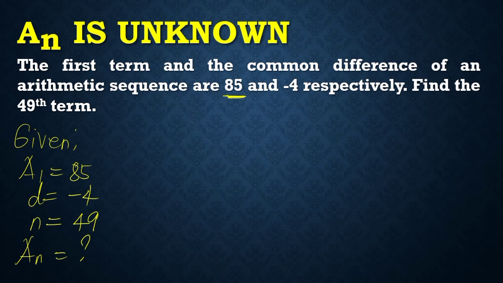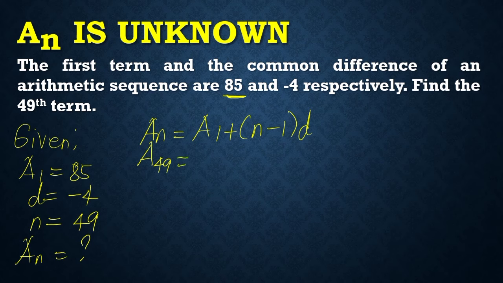So, applying the formula, A sub N is equal to A sub 1 plus the quantity of N minus 1 times D. So, A sub N, that will be A sub 49, equals the first term, 85, plus N, 49 minus 1, times D, the common difference, that is negative 4.